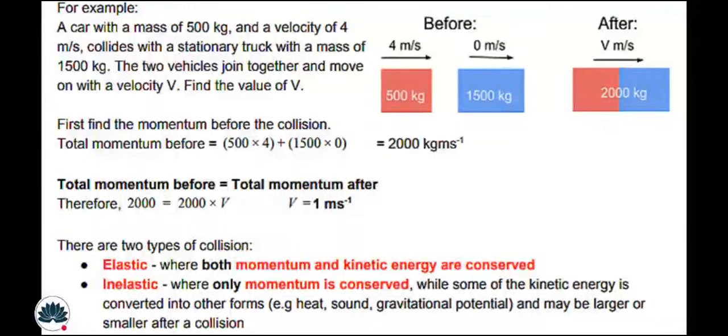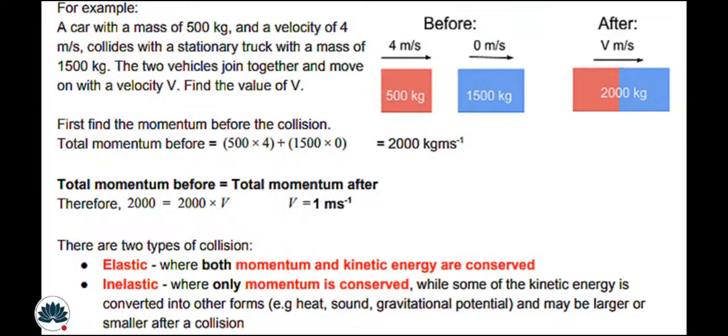As you can see, before the collision has been shown to you, the red car is having 500 kilogram and the blue car is having 1500 kilogram mass. The velocity of the blue one is obviously 0 because it is stationary or at rest, and of the red car is 4 meter per second. After the collision you're required to find the velocity v, and obviously you have to combine the masses. First find the momentum before the collision.